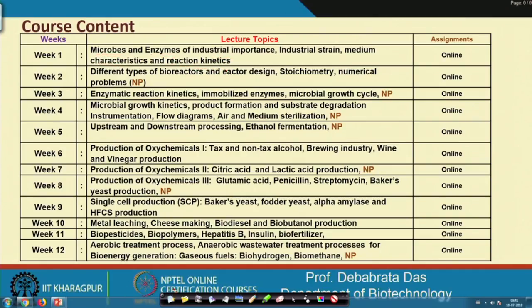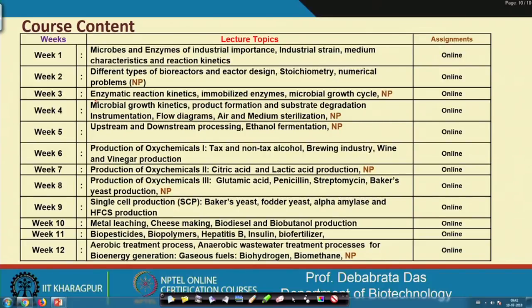Now after that, in the second week, I want to discuss different types of bioreactors and reactors. We can define a reactor as the vessel in which the reaction takes place, and a bioreactor as the vessel where the reaction takes place in the presence of some biomolecules, maybe living cells, maybe non-living cells. And then we do reactor design, stoichiometry, and numerical problems. I am going to discuss this because without solving problems, the concept of the process will not be clear. So this will be discussed.